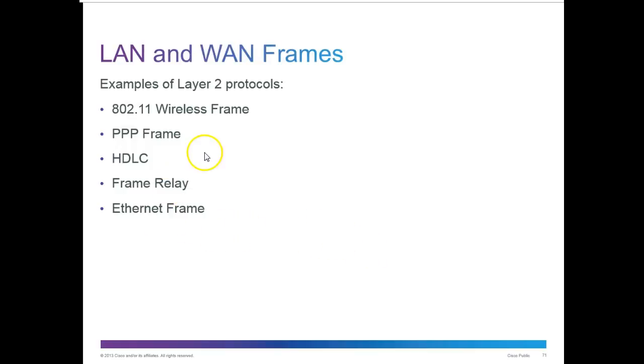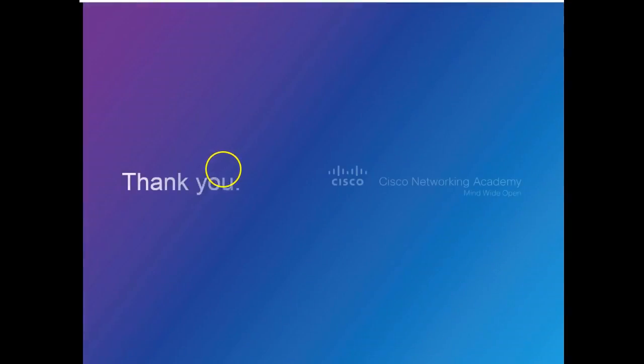So there are different types of frames that you'll hear about while you're studying: the wireless frames, the 802.11 standard, PPP or point-to-point protocol frames, HDLC, which is standard on Cisco routers and switches. Frame relay, pretty much gone, but we still might talk about it in the next course. And then Ethernet frames.